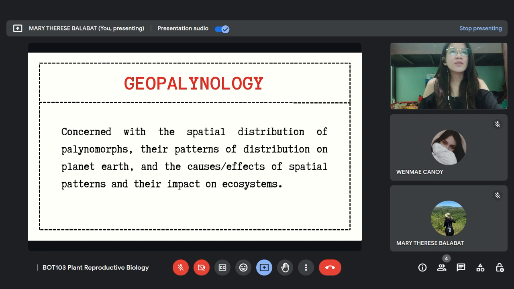Geopalynology is concerned with the spatial distribution of the palynomorphs, their patterns of distribution on planet Earth, and the causes and effects of the spatial patterns and their impact on the ecosystem. In other words, it is a study of fossil pollen grains, like pollens used in finding the age of the rocks.